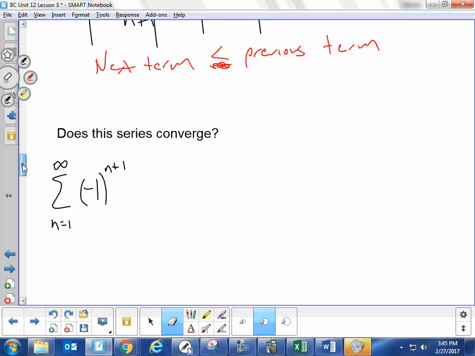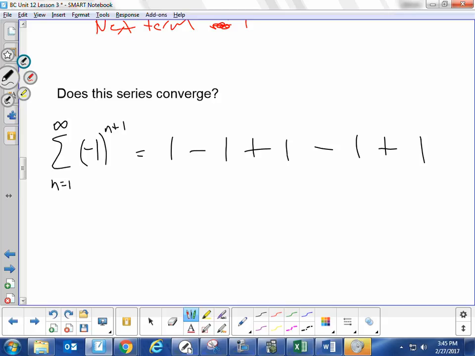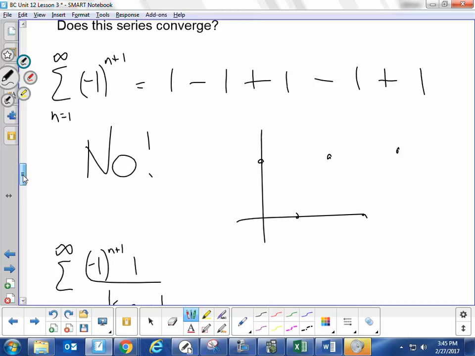Okay. Now, let's look at this series. Does this series converge? It's just negative 1 to the n plus 1. It's 1 minus 1 plus 1 minus 1 plus 1. Do we think that converges? No, you are correct. No. You think about the partial sums, they pop between 1 and 0. They will not converge towards a value. Also, the limit as n approaches infinity is not 0. So no. Okay? So we know that. That's good to know.